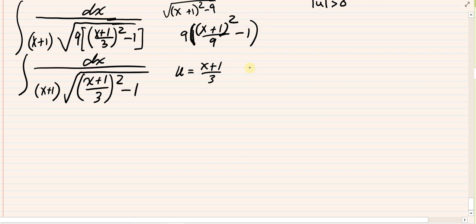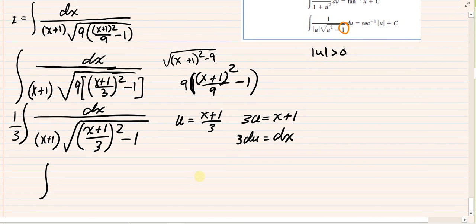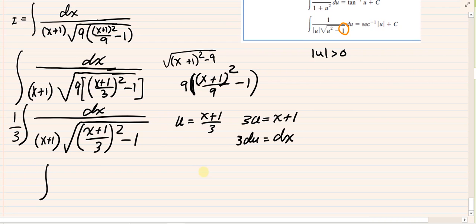And with that, that means 3u is equal to x plus 1. Therefore, 3 du equals dx. Good. So now I can also write the integrand with, instead of dx, remember there's 1/3 on the outside, right? Because I'm taking the square root of 9 right here, so it's going to be 1/3 on the outside.